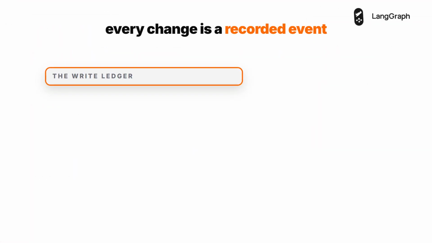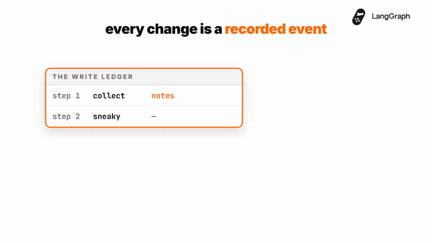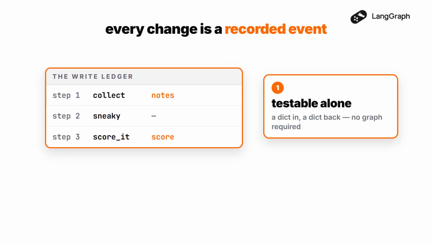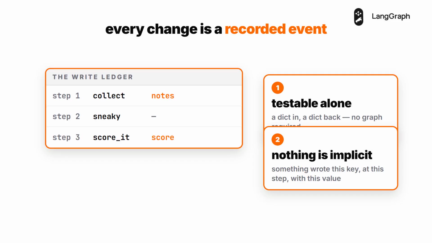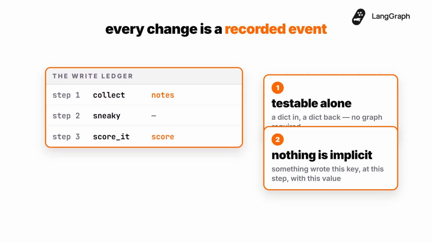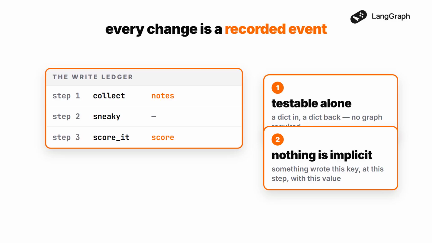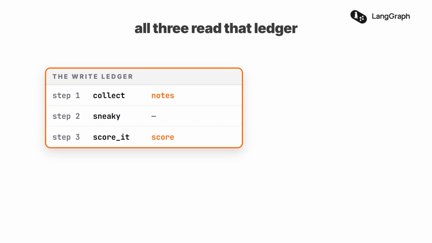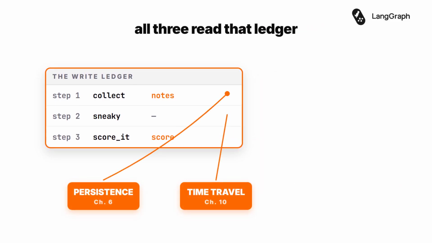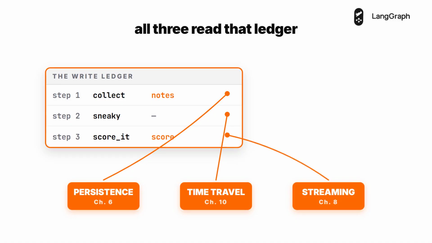2 things follow from it, and they matter more than they look. First, a node is testable on its own. Give it a dictionary, check the dictionary it hands back, no graph required. Second, and this is the one that pays off later, every change your agent makes becomes an explicit, recorded event instead of an invisible side effect. Something wrote this key at this step with this value. Persistence, time travel, and streaming all sit on top of that fact. None of them would be possible if nodes simply reached in and edited the state in place.